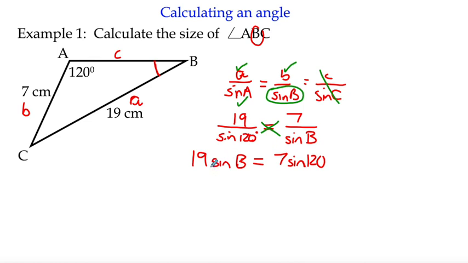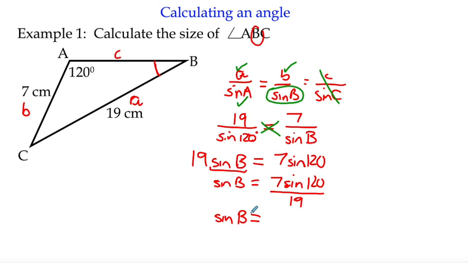Okay, we can see that we want to keep sine B, so the 19 is multiplying on the left hand side. So on the other side it will divide, or you divide both sides by 19 depending on how you do your algebra. At this point we can work out this value on the right hand side. We can't get rid of the sine just yet, we'll do that at the next step. Just like with right angled trigonometry, we could take our calculator and work out 7 multiplied by the sine of 120. Now make sure your calculator is in degrees mode.